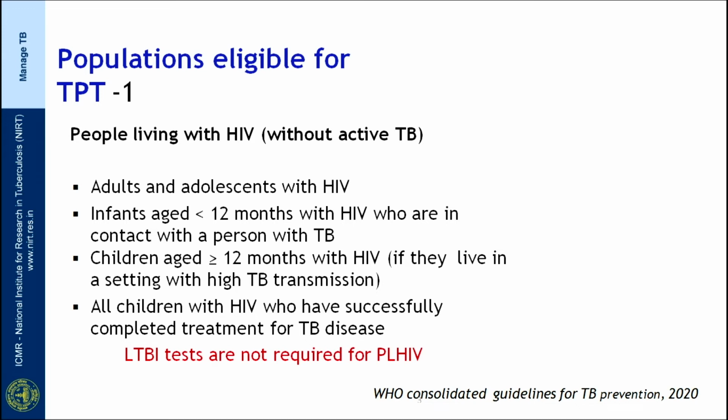Children aged greater than 12 months with HIV, if they live in a setting with high TB transmission, need to be provided TPT. All children with HIV who have successfully completed treatment for TB disease are also eligible for tuberculosis preventive treatment. One of the things that we have to note is that latent TB infection tests, IGRA tests or tuberculin skin tests, are not required prior to initiation of TPT for people living with HIV.